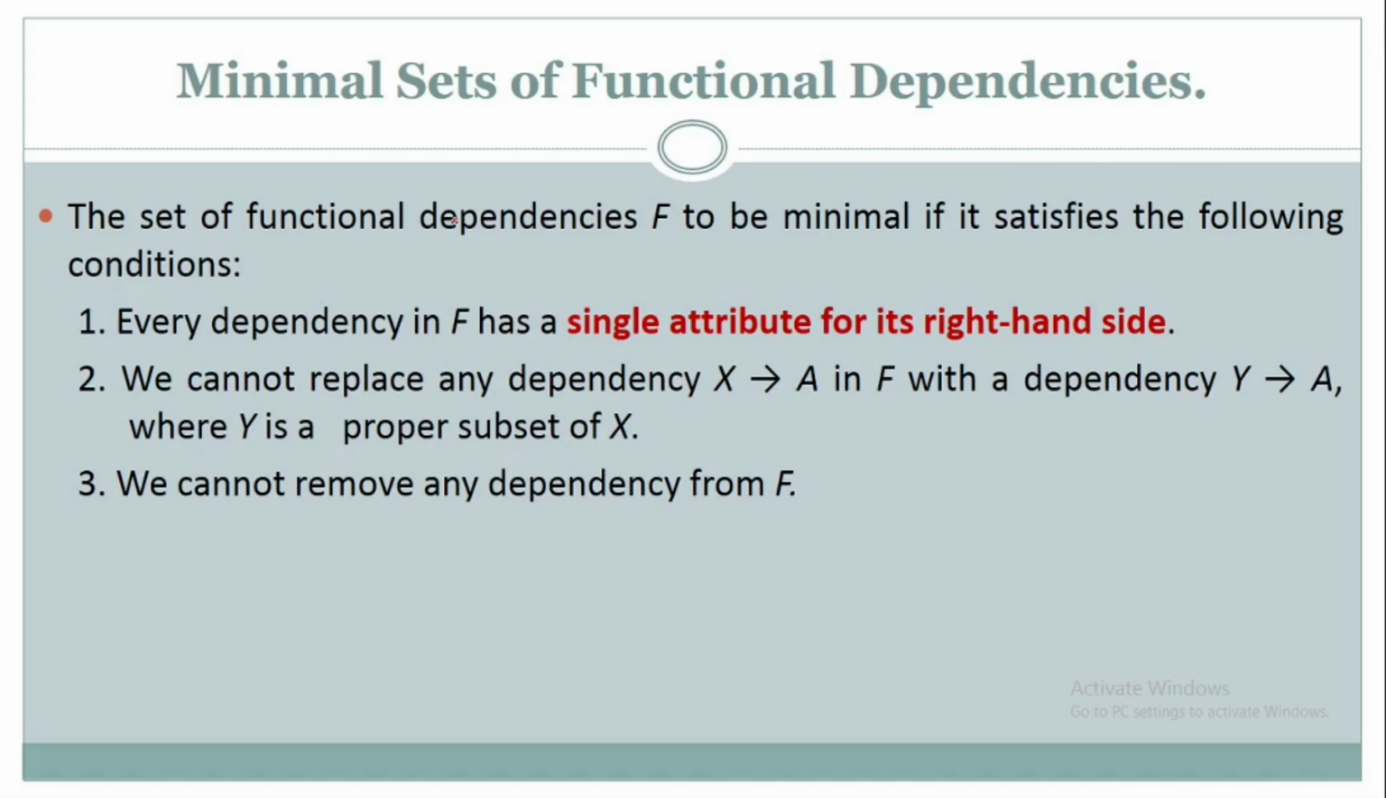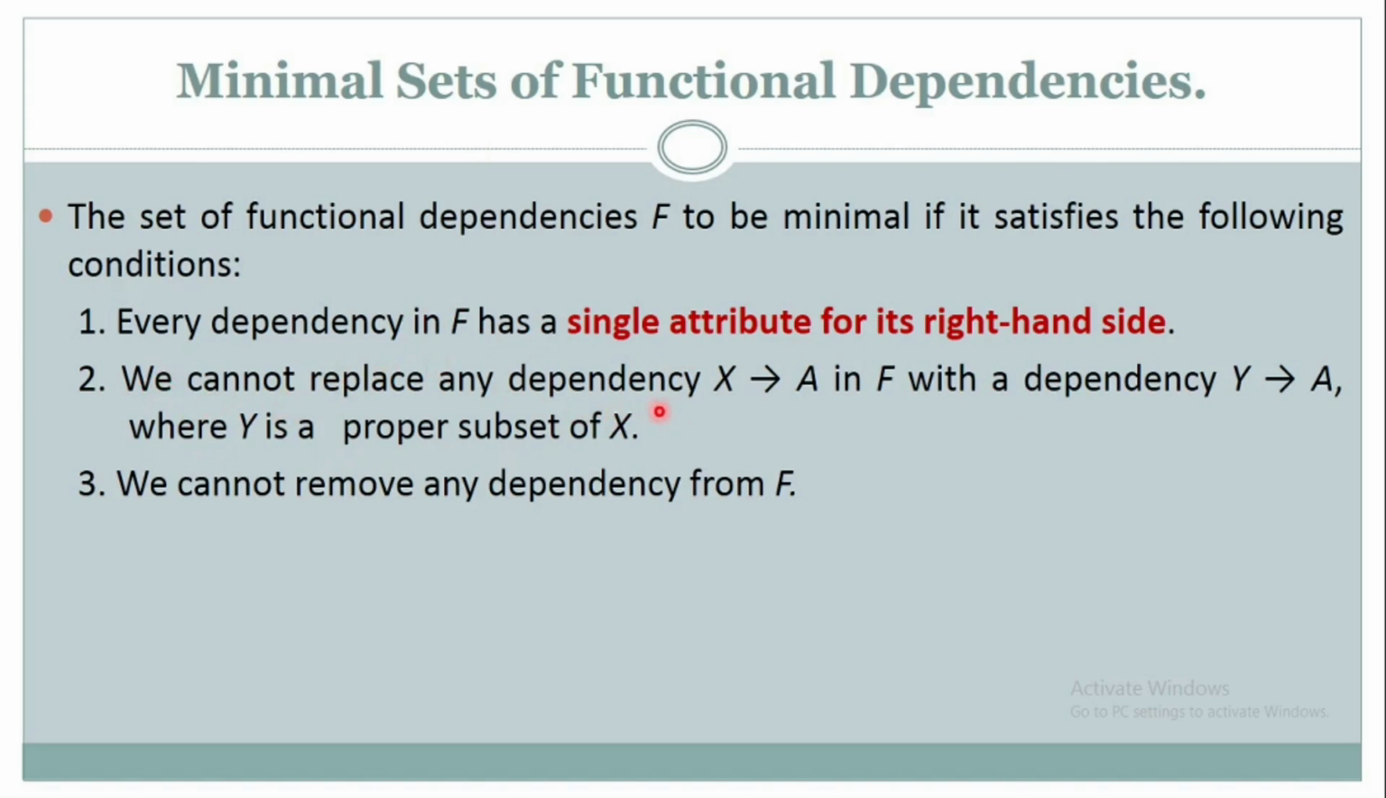Okay, the next is finding the minimal sets of functional dependencies. A set of functional dependencies has to be minimal if it satisfies the following conditions. The first condition, the first criterion for a minimal set of functional dependencies, is that every dependency in F has a single attribute for its right hand side. The right hand side should always be single.